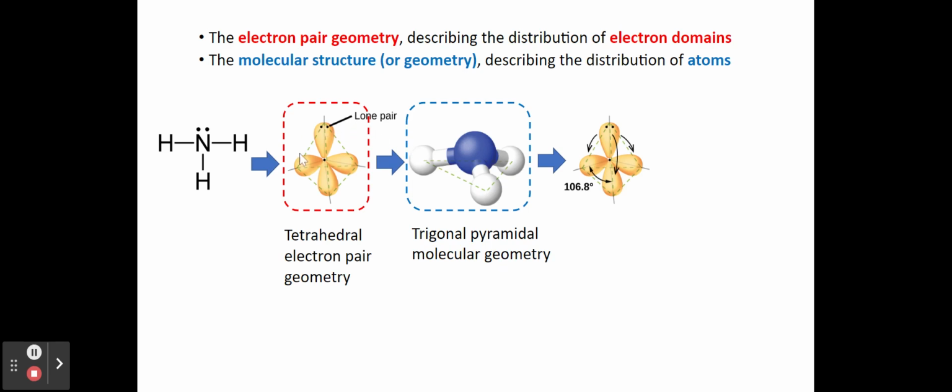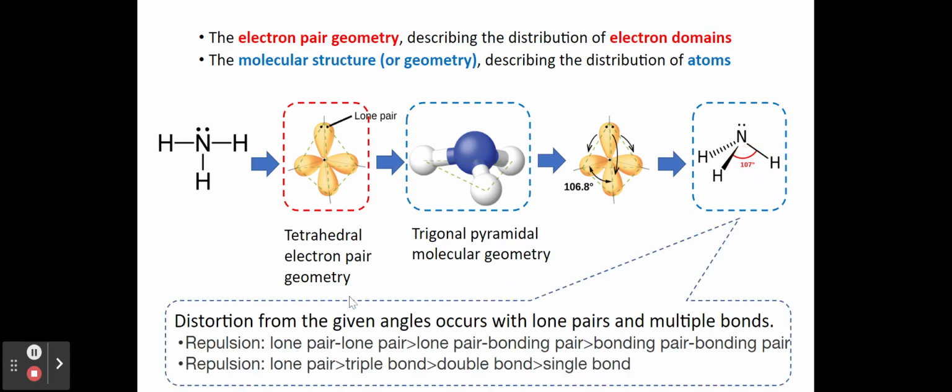Now, with 4 bonds, we said the bond angle is 109.5. But in NH3, we have a lone pair of electrons. And those lone pairs are going to repel, and they're going to force the bonding pairs of electrons closer together. So instead of a bond angle of 109.5, we're going to have something a little less than that, about 107 degrees.